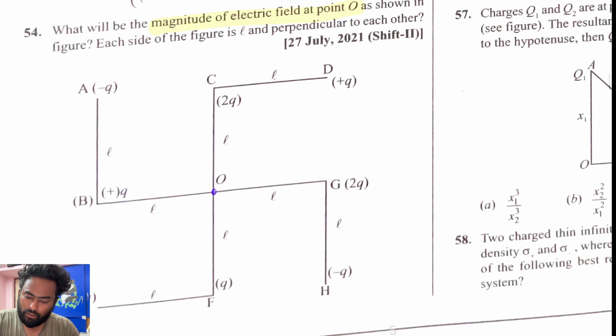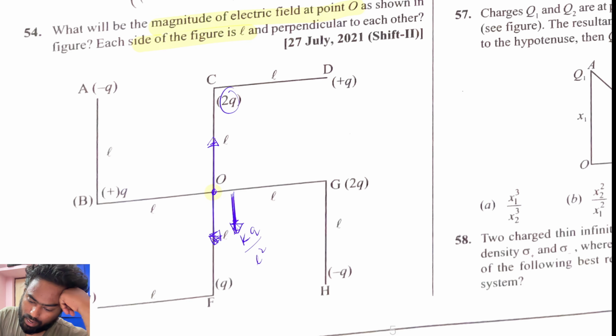What will be the magnitude of the electric field at point O as shown in the figure? Each side of the figure is L and perpendicular to each other. Okay, so each side is L length only, perpendicular. Now 2Q will give a field in this direction and Q will give a field in this direction. So due to this one, we will get downward how much? This one is 2 times of this one, so KQ by L square downward net electric field, due to C and F.